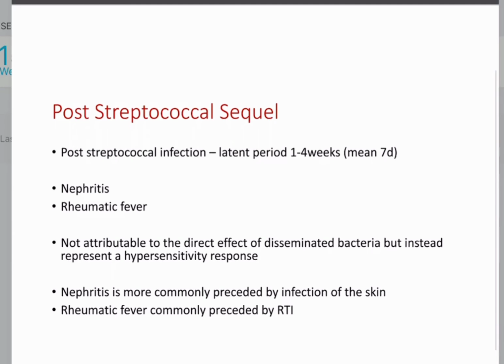This is not attributable to the bacteria having spread into the kidneys or into the heart. It is basically an immune phenomenon. Type 2 and type 3 hypersensitivity, mainly immune complex mediated for the glomerulonephritis part, and type 2 for the rheumatic fever. So nephritis is more commonly preceded by skin infections, whereas rheumatic fever is more commonly preceded by respiratory tract infections.